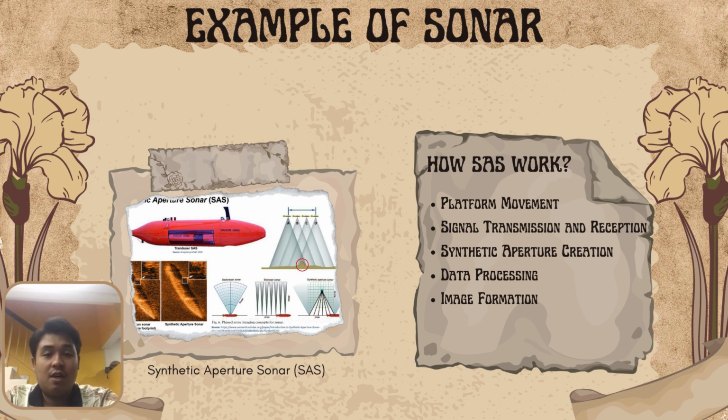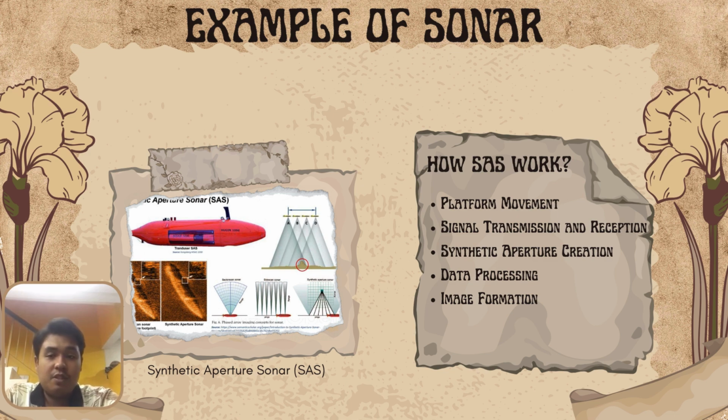So how does SAS work? There are several steps. First is platform movement. SAS relies on the movement of the sonar platform, which could be a ship, submarine, or autonomous underwater vehicle, to simulate a larger aperture than the physical size of the sonar array. Next, signal transmission and reception. The sonar system transmits sound pulses and then records the echoes that bounce back from the underwater environment. These echoes are received over a period as the platform moves along its path.